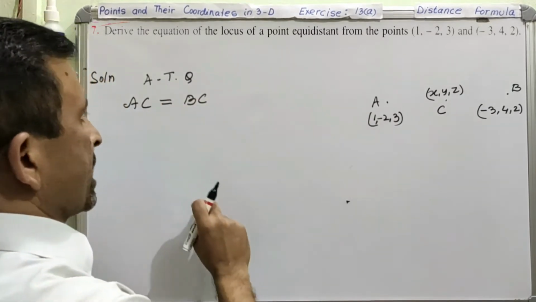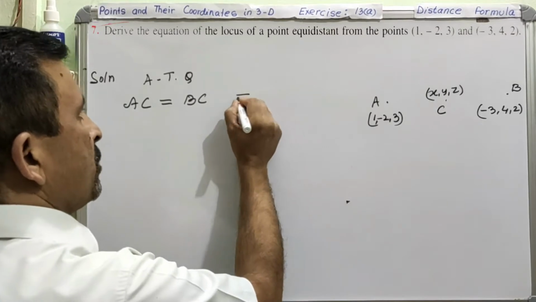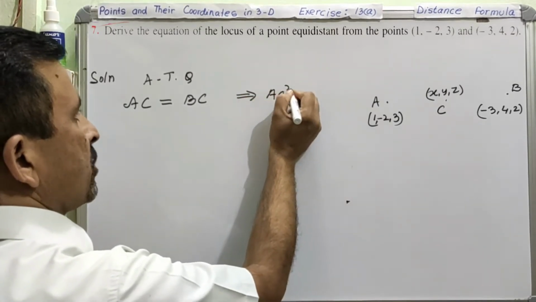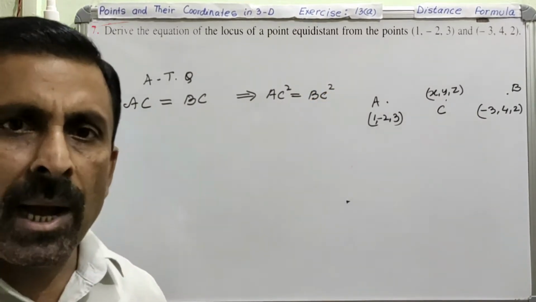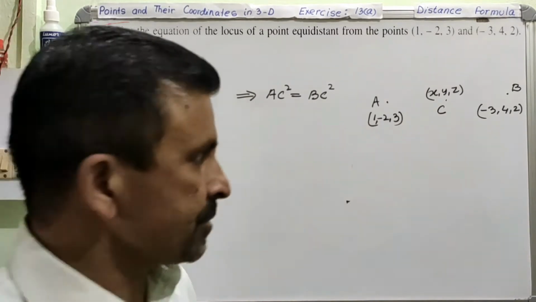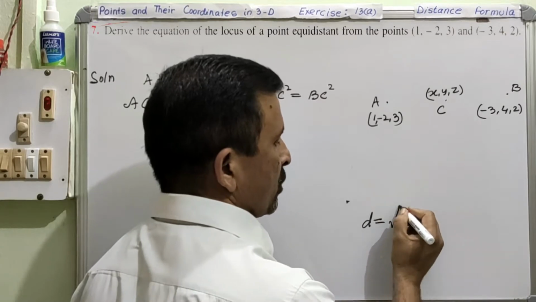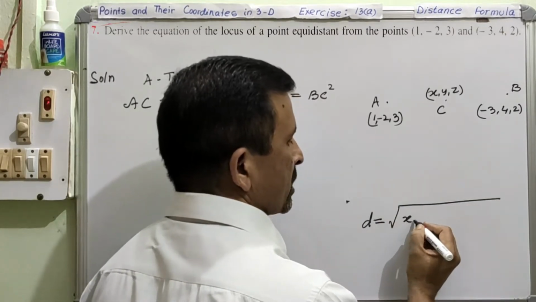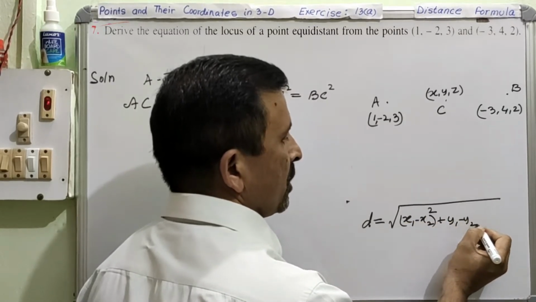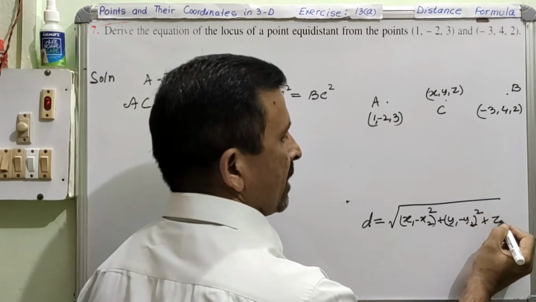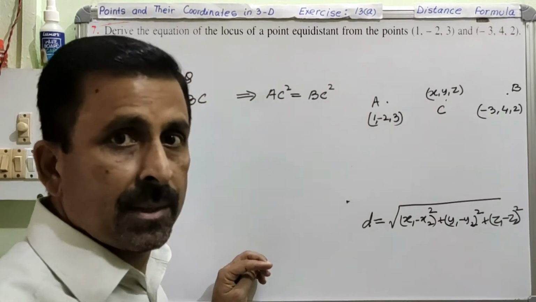Now let us square this on both sides. Squaring both sides, this will become AC square is equal to BC square. Is it okay? Why I am squaring, I will tell you the reason. You know the distance formula. Distance formula is equal to root over (x1 minus x2) whole square plus (y1 minus y2) whole square plus (z1 minus z2) whole square. This is the formula for the distance. This is the distance formula.